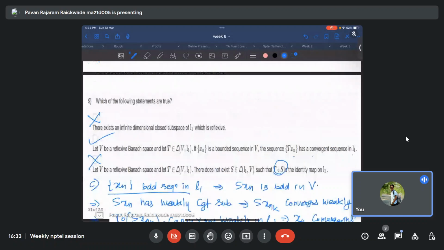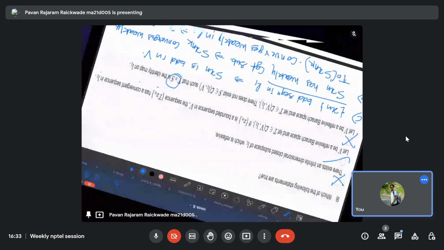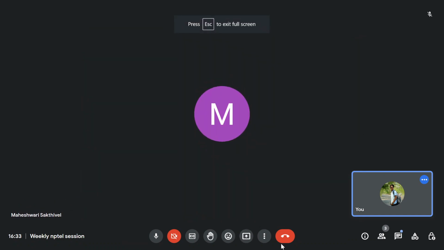So the tenth, I have some problem in that. So I'll just send the solution of the tenth one in the solution sheet. Other than that, if you have any doubt, you can ask. Okay, do you have any doubt?